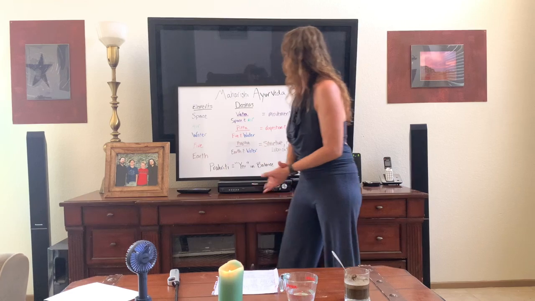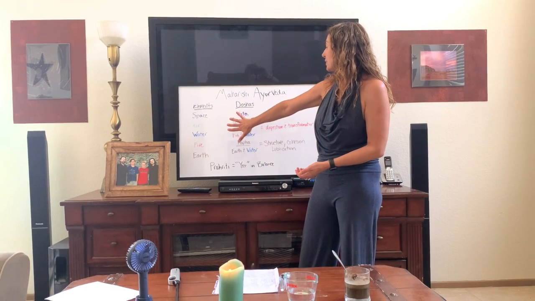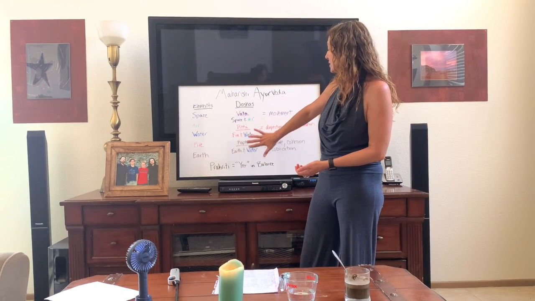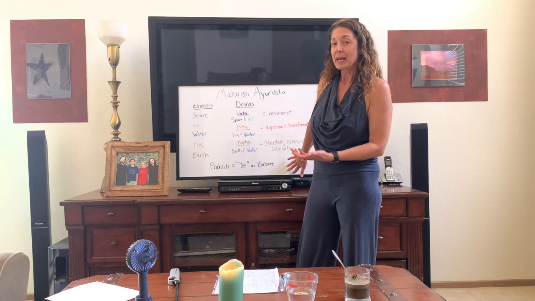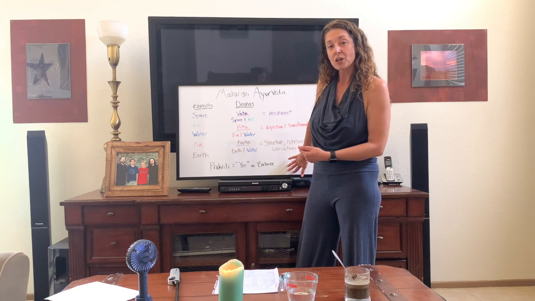So what we've talked about so far are the elements and how those elements make up the 3 doshas. Talked a little bit about Prakriti, and on the next video we'll be talking about Prakriti out of balance, which is Vikriti and Ama or toxins.